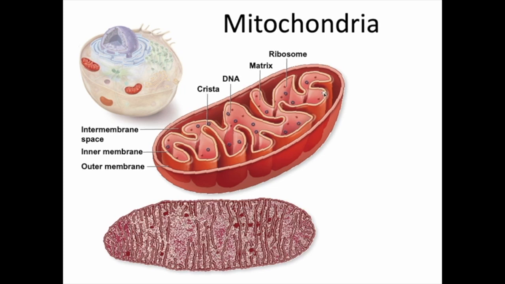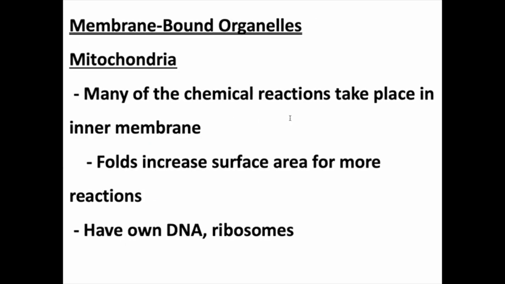These structures exist in order to have more membrane surface area. Remember, the important enzymes are embedded in the membrane. If this was just a flat oval, you would be able to cram in a certain amount of those enzymes, but by having all this extra area, you can cram in way more of these important enzymes. So many of the chemical reactions are in this inner membrane, and the folds of this inner membrane exist to increase surface area so we can have more reactions.